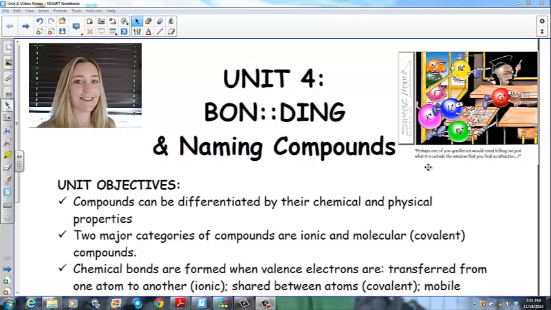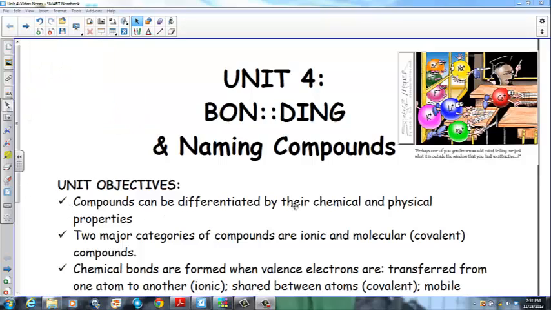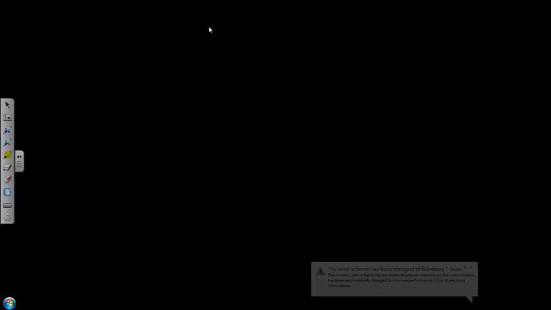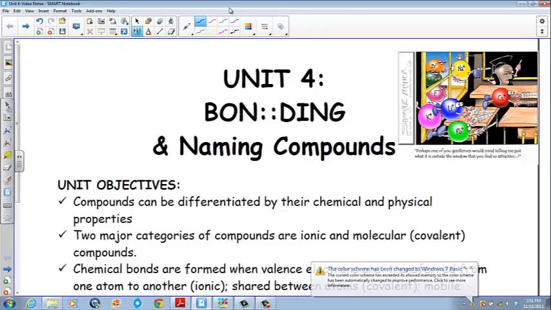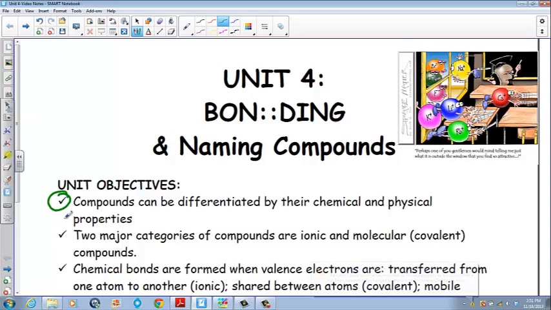So we're going to talk about compounds and how they can be differentiated by their chemical and physical properties. And we're also going to be looking at two major categories of compounds. Right here, these are objectives for this unit lesson. So this is lesson 1.